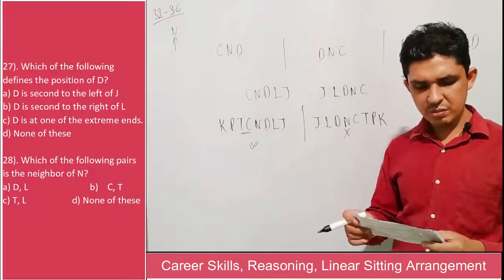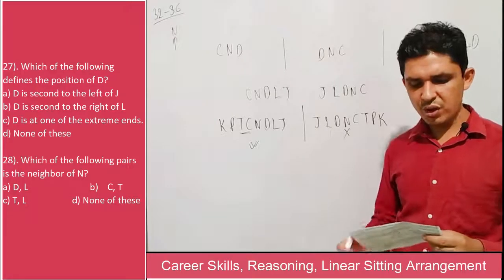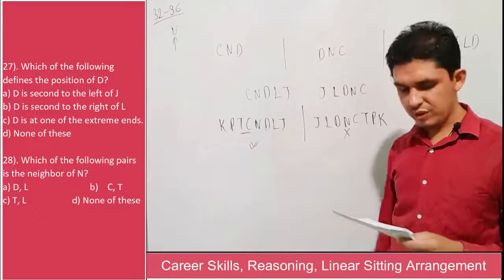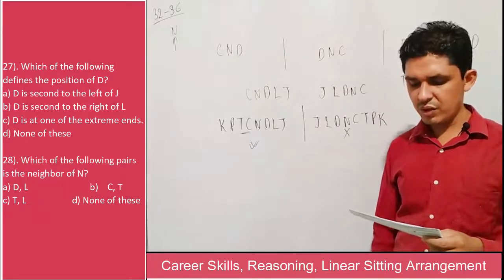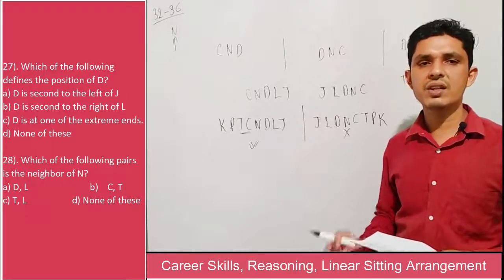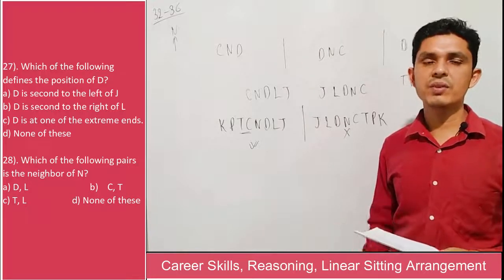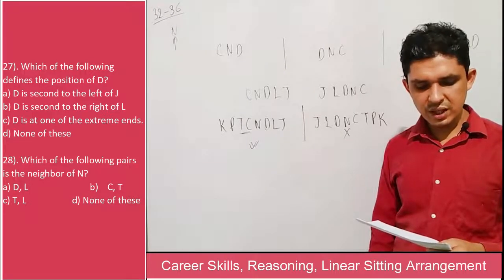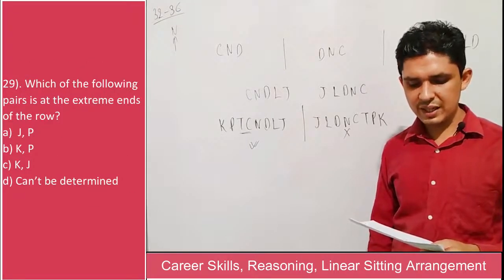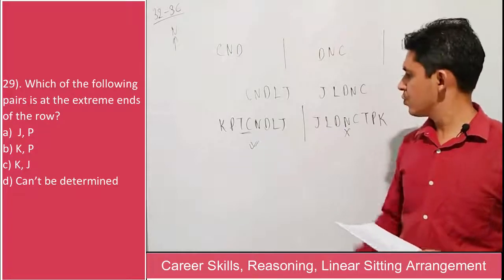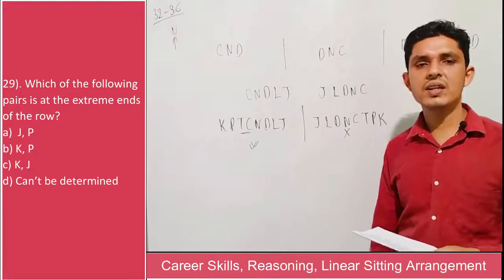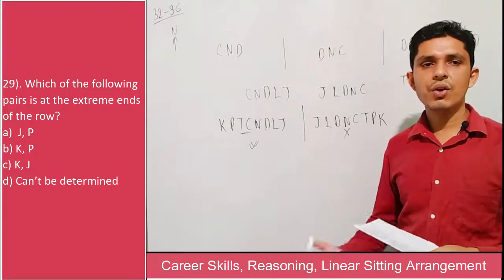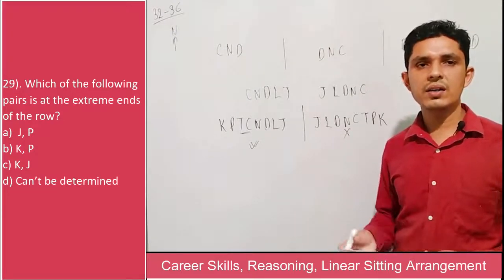If we check question number 28, like which of the following pair is the neighbor of N? If we check the neighbor of N, this is CD. And if we check in the available options, CD is not given in any options. So my answer will be none of these. Right. Okay, question number 29. Which of the following pair is at the extreme end of the row? So the extreme end of the row, definitely the answer will be KJ. Right. So I guess all of you are clear with this question.